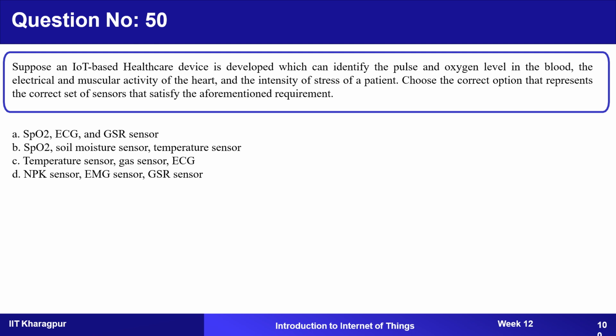So basically the first one, A, is okay. SpO2 for pulse and oxygen level, fine. Then electrical and muscular activity, ECG, and then intensity of stress is GSR, fine. A is the correct option.